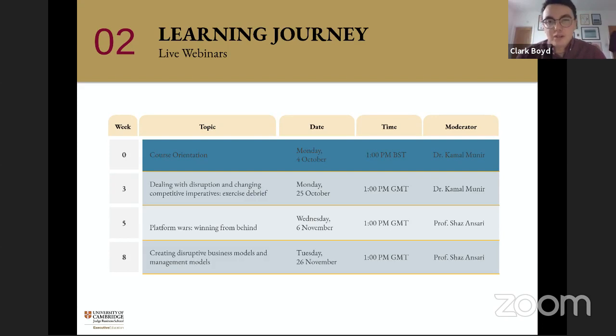What we'll do there is we'll have a look generally. So we'll collate feedback from your assignments and identify trends. What are things people did well, what they've done more of, what would have been a way to score a little bit better. And time permitting, we may have a look at some of them in detail, just so you get a real sense of how we're approaching these. Week 5, we'll be looking at platform wars, so winning from behind. We'll be joined by Professor Ansari there on the 6th of November.